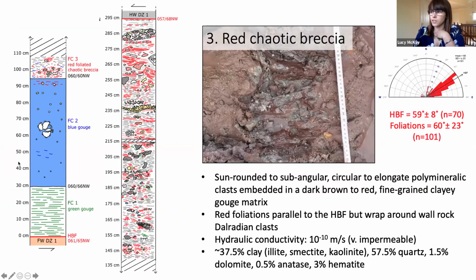So this is this red foliated chaotic breccia, and it consists of subangular, circular to elongate clasts embedded in this dark brown to red matrix, and it's got red hematitic foliations which define the clear structural fabric, and the fabric itself, as shown in this rose diagram at the right, is aligned with the Highland boundary fault, but it can anastomose and wrap around these smaller clasts.